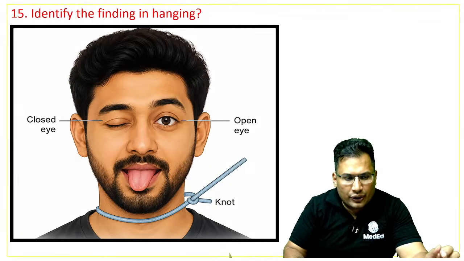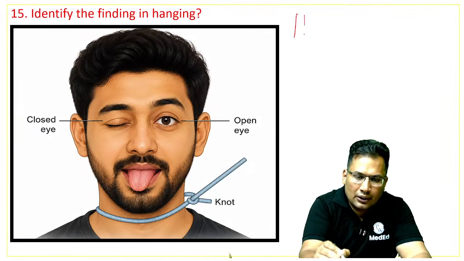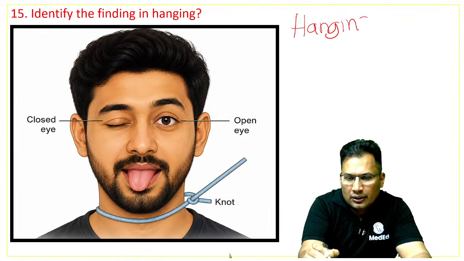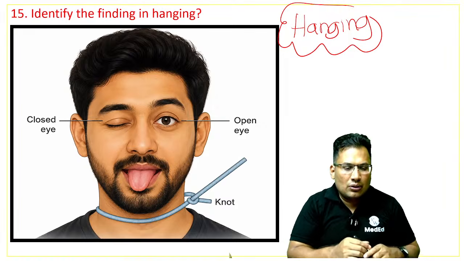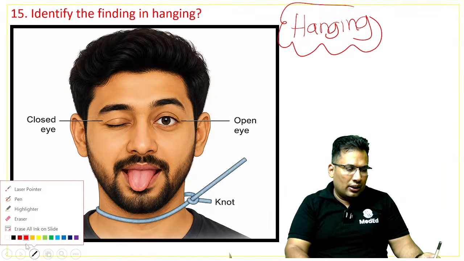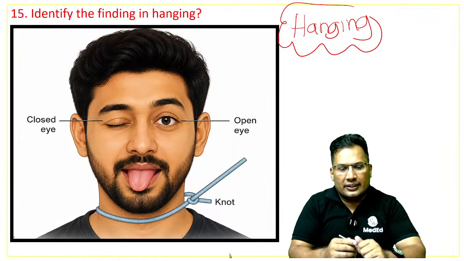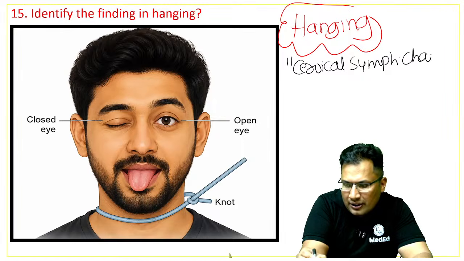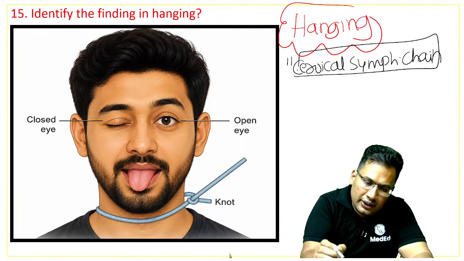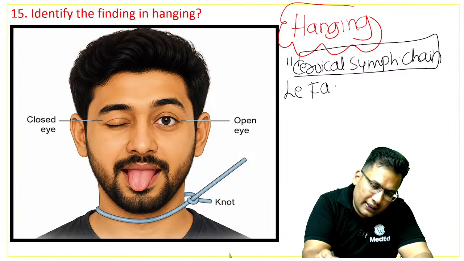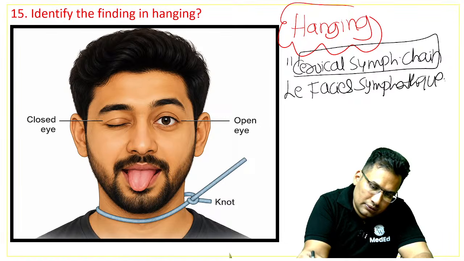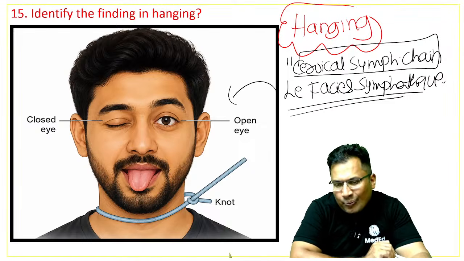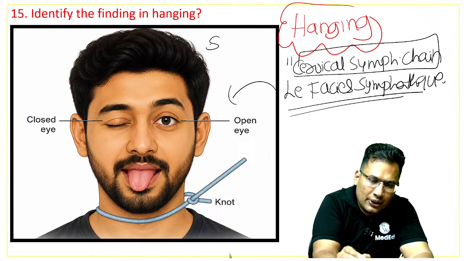Good. And the last question. Last question is from hanging. The first day class we discussed, no? One eye is open, other eye is closed. Important 3 marks question. What is this? This is because of compression of cervical sympathetic chain. Cervical sympathetic chain. Three marks question. Present on the same side of knot.